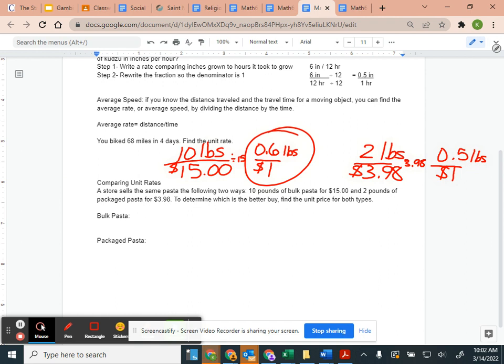But when we're comparing those unit rates, you have to look at what it's asking. So it says find the unit price for both types. So I found what's my unit price, which one can I get, how many pounds can I get for $1? Or you could say 1 pound would be how much of a price. Either way, you're going to find that Costco is a better deal. Does that make sense? Any questions?